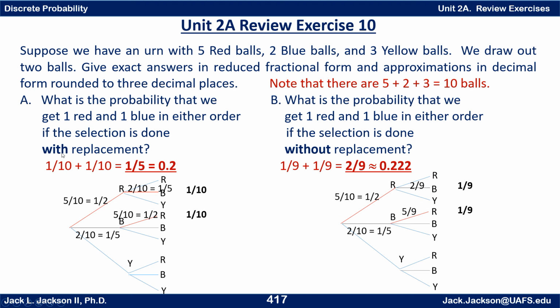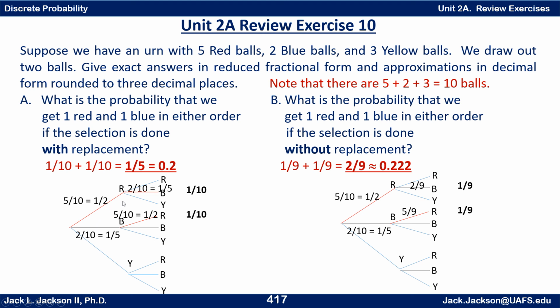Now, if you're putting it back, the probability that you get a blue the second time is 1/5, the same as a blue the first time. And the probability of a red the second time is 1/2, the same as the probability of red the first time. So these are independent events. In fact, all the reds would be labeled with 1/2 and all the blues with 1/5.